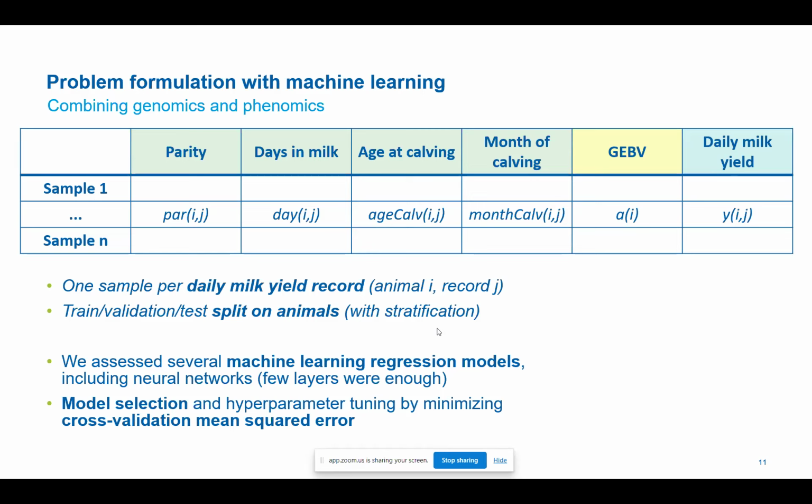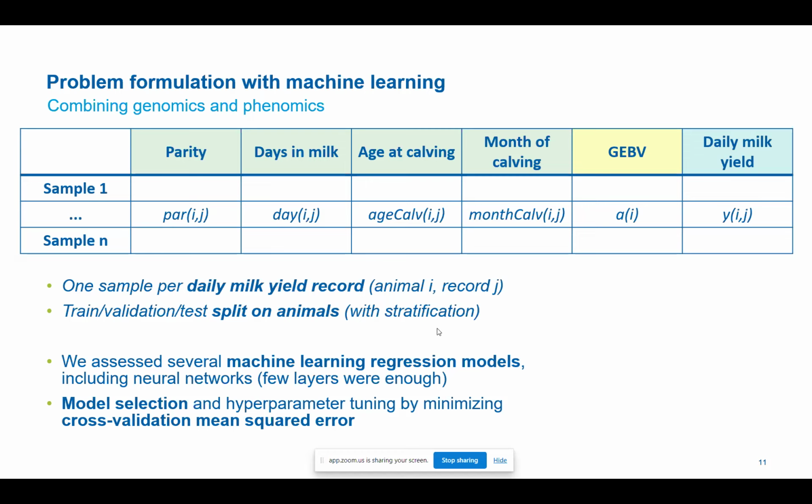Days in milk went to 1 for day 1, 2 for day 2, and so on. Age at calving and month of calving for that lactation, and then the genomic breeding value. These are the input features, and then you want to predict the output feature, that is the daily milk yield.